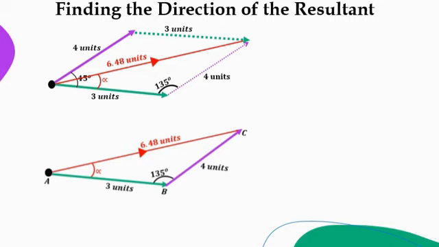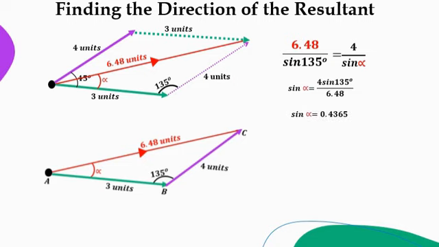Applying sine rule here now will give us 6.48 over sine 135 is equal to 4 over sine alpha. When you cross multiply and do all the necessary mathematical steps, you are going to have it that sine alpha is equal to 4 sine 135 over 6.48, and then sine alpha is going to be equal to 0.4365, and then alpha is going to be equal to sine inverse, or the arc sine of 0.4365, which brings us to the point that alpha is equal to 25.89 degrees. So we've been able to get the direction of the resultant.